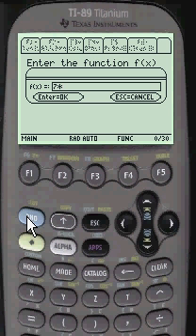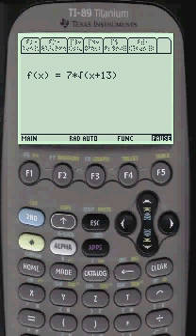And so the function we're going to enter is 7 times second, which is the times sign, which is the square root sign, x plus 13, close off the parentheses. Press enter. Here's what you've entered. I'll just show you that so you can change it in case you made a mistake. It's what we entered, so that's cool.